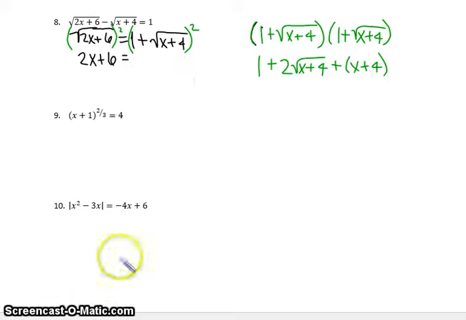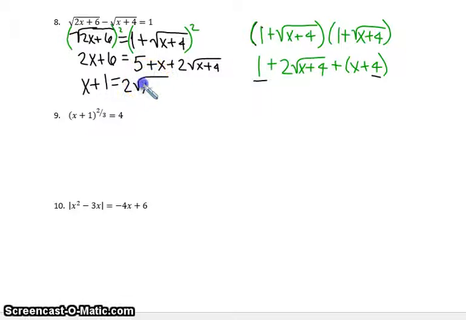So that's what I'm going to want to put over here. When I put it over here, I am going to go ahead and combine like terms. So with my 1 and my 4, I have 5 plus x plus 2 radical x plus 4. I still have a radical, so I still want to try to get rid of it. So I'm going to move everything over to the left side. So I can subtract my 5 and subtract my x over. So I end up with x plus 1 equals 2 radical x plus 4.